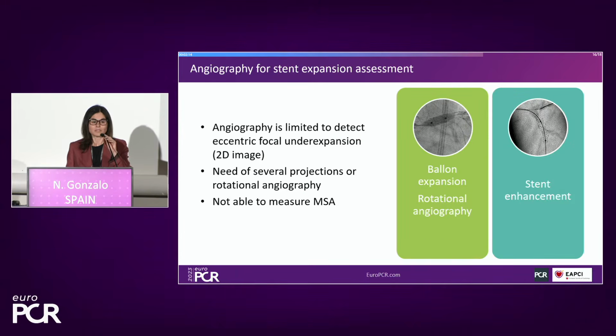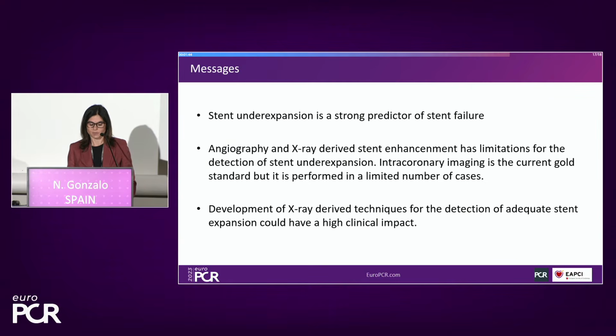But of course, this is all limited to detect eccentric focal under expansion, because in the end, it's a 2D image. We need several projections or rotational angiography, as I mentioned. Sometimes also the balloon expansion is not really reliable, because once the balloon deflates, there might be some degree of recoil. And of course, all these methods are 2D images. They are not able to measure the minimum stent area. That, as I said, is the parameter that has been more related with events and probably the easier to assess in the middle of a case.